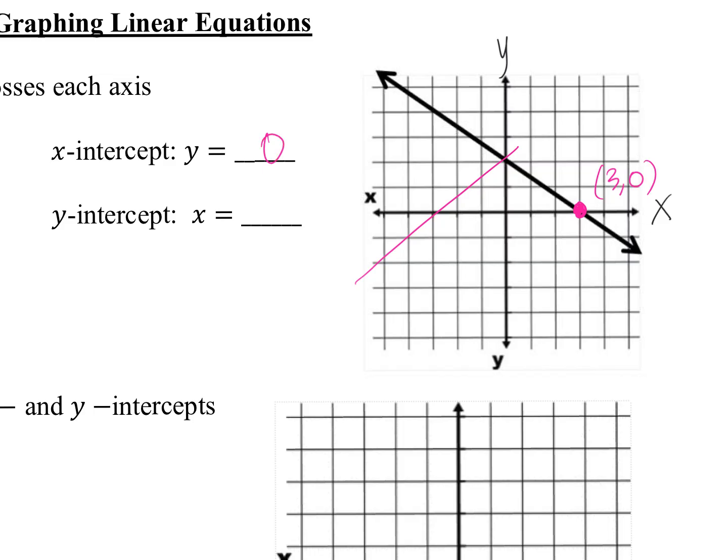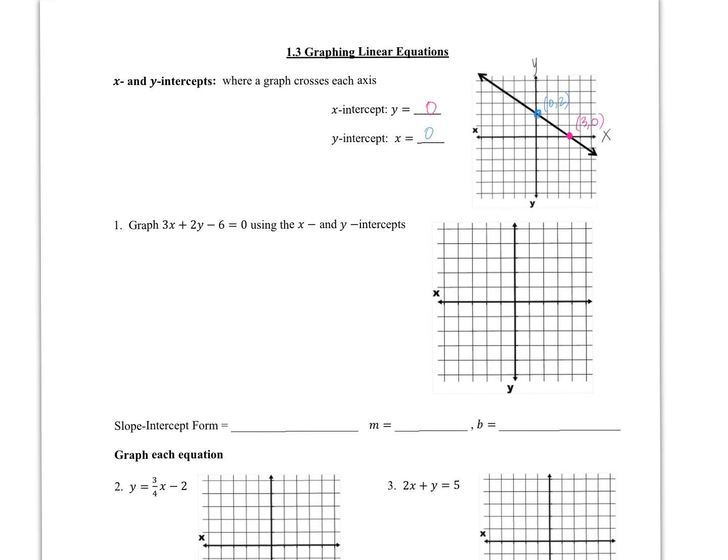And then for my y-intercept on this graph, what's my y-intercept? 2. And so what would that point be? (0, 2). What's the x value anytime you're crossing the y-axis? 0, yep. And so that little fun fact does help when we go to graph.